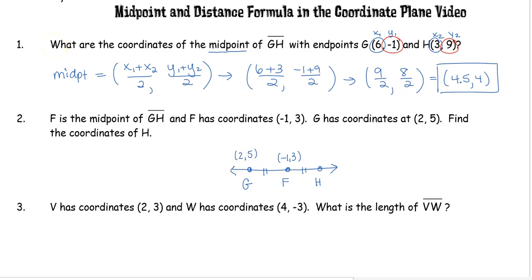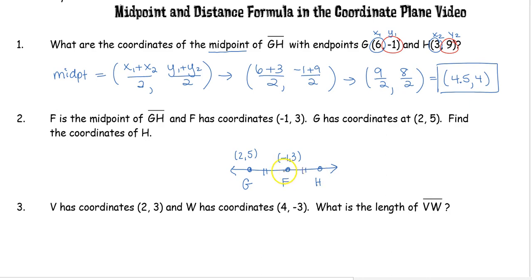In number 1, we were trying to find the halfway point between G and H. This time, I'm given the midpoint. My job is to find the end point. So I can't use the midpoint formula. I can only use the midpoint formula if my job is to find the midpoint. Right now, my job is to find the end point when I was given the midpoint. We're still going to think about those vocab words and what they mean.